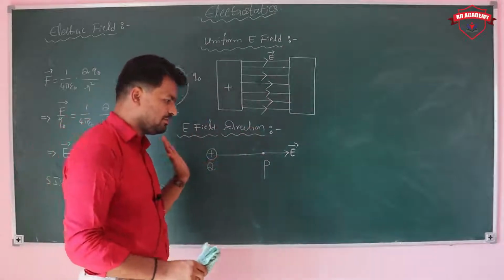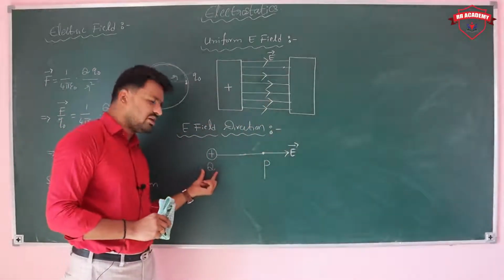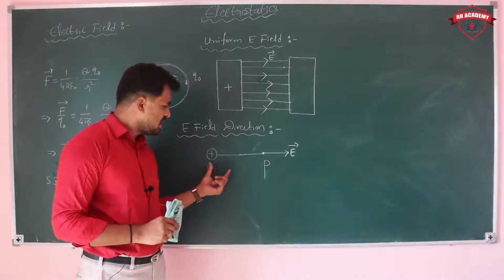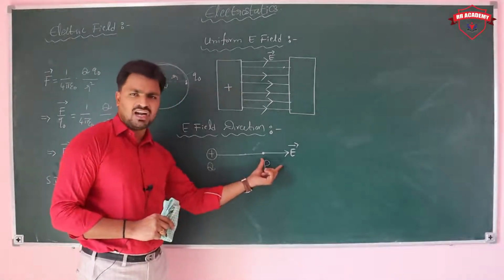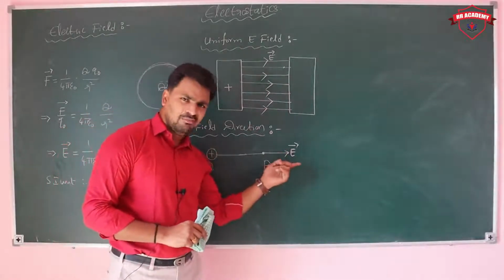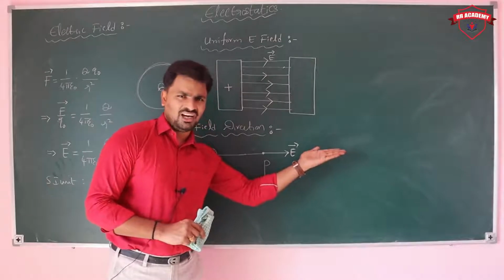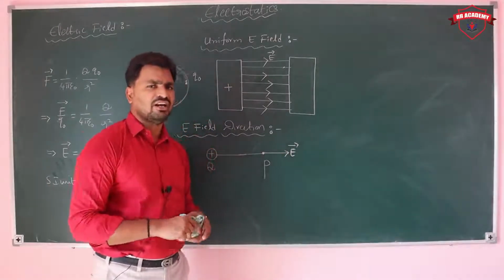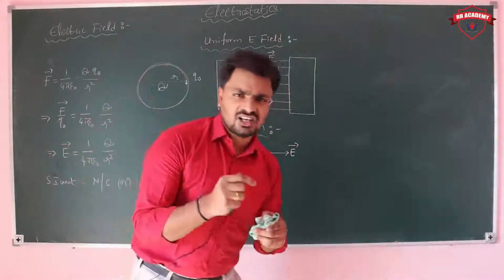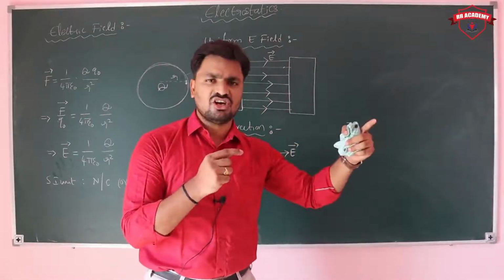Away from the charge. Say you take a positive charge Q, and at the point P what is the electric field? At the point P the electric field is E, but in which direction? In this particular direction, which is away from the charge. For a positive charge the electric field acts away from the charge.